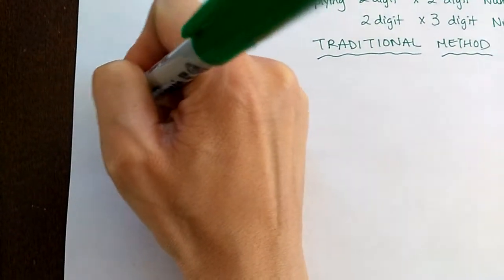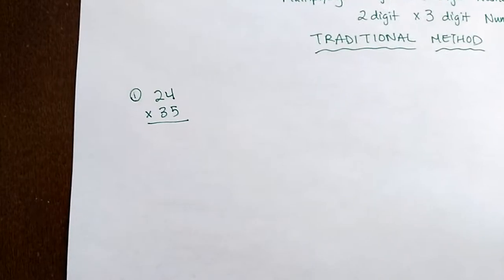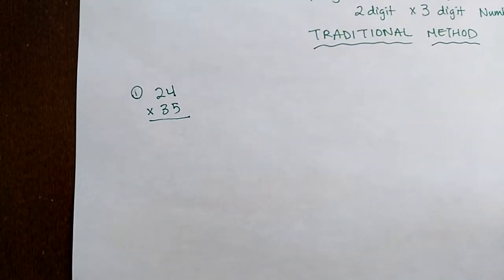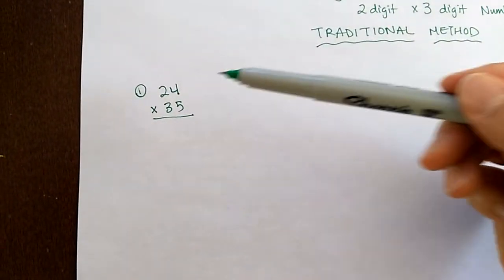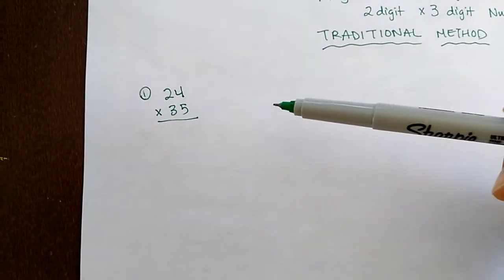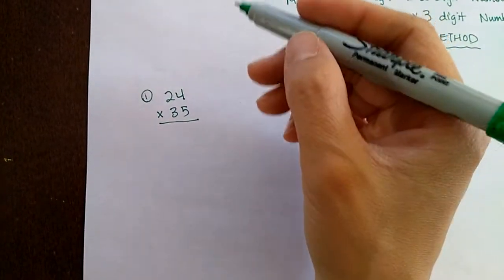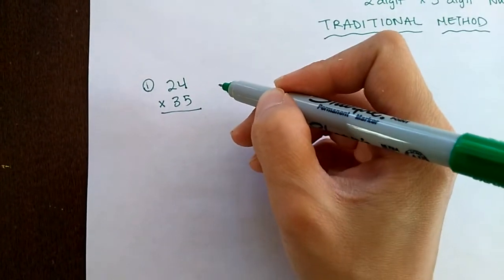We have 24 times 35. Okay. Using the area method, I would have kept my 24 the same. I write it out and I break up the 35 into 24 times 30 plus 24 times 5. Really, I'm going to do the same thing, but I'm not going to write out more problems.